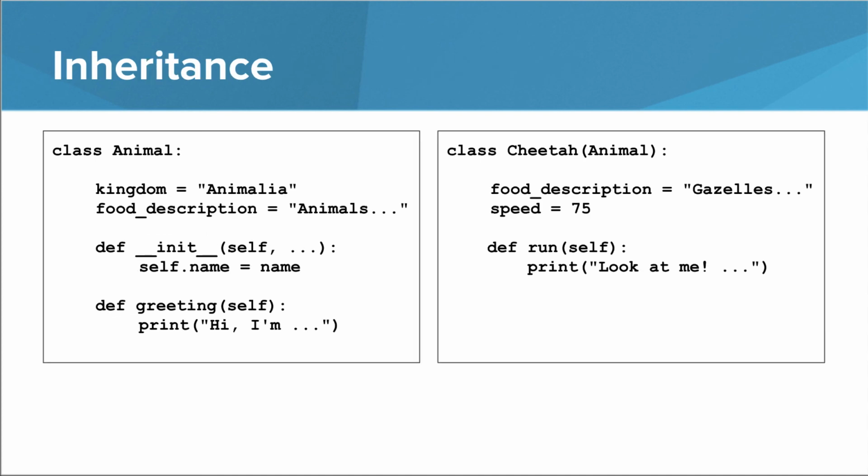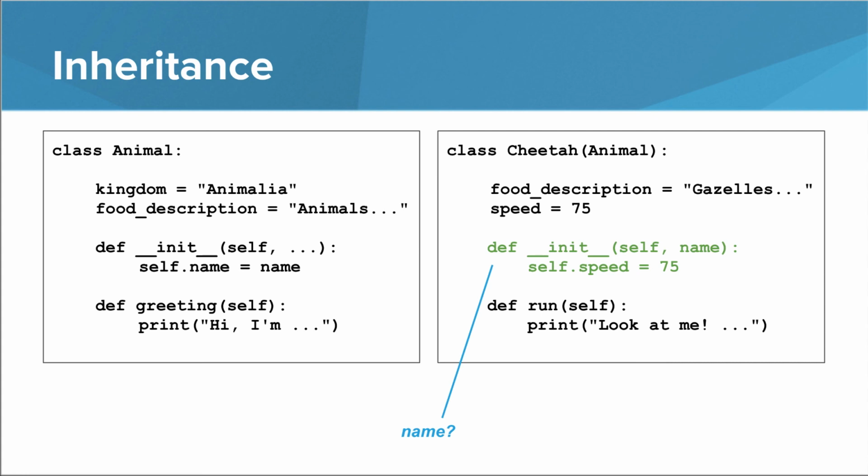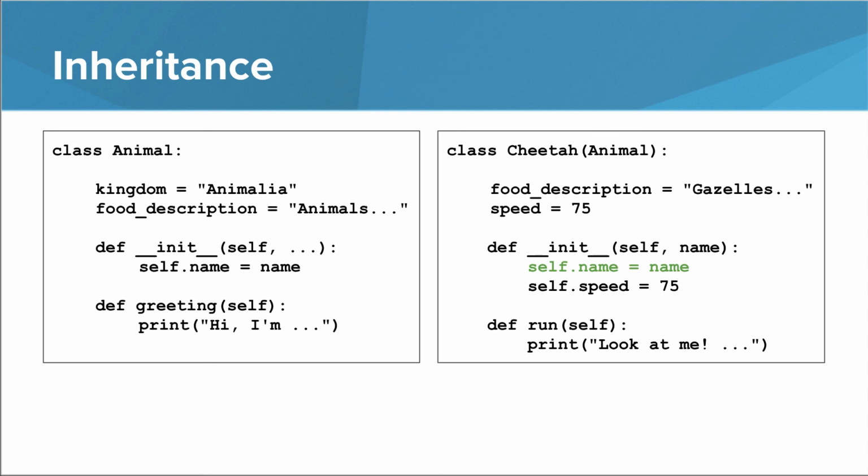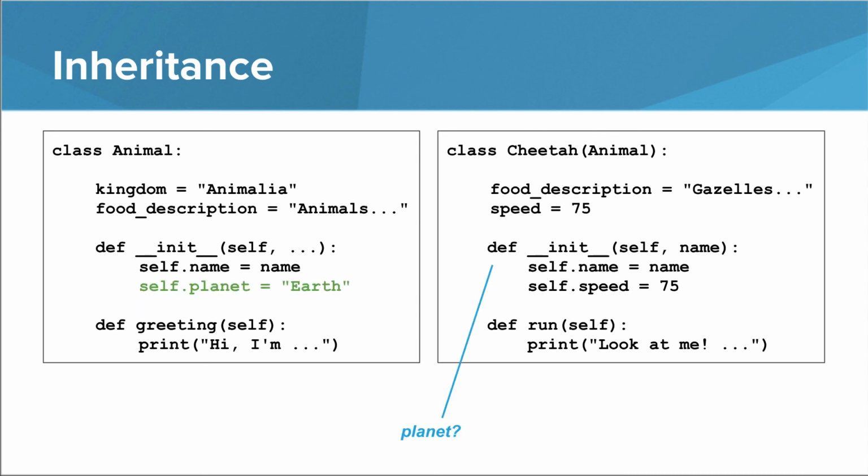Okay, now I want to bring this slide back. Let's say in the Cheetah class, we want to make speed an instance variable instead of a class variable. We can do that by making a constructor that is specific to the Cheetah class. The problem here is that since animal's constructor is no longer used, the instance variable name does not get set. We can fix this by setting it in the Cheetah constructor. This still isn't great though, because we might add another instance variable to the animal class later, and it would be easy to forget to add it to the Cheetah class too.